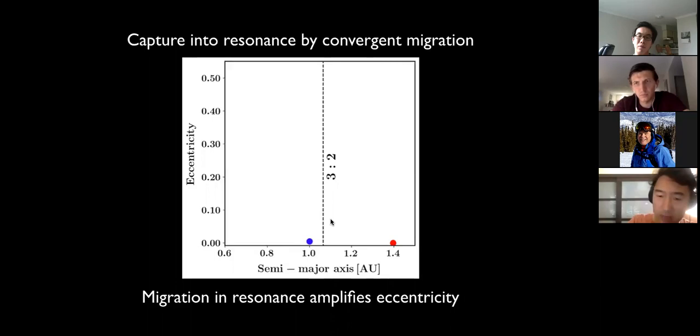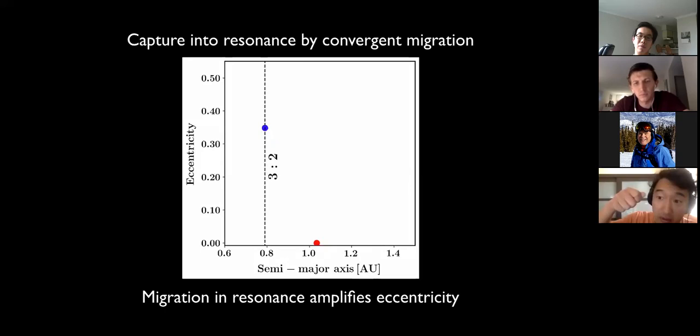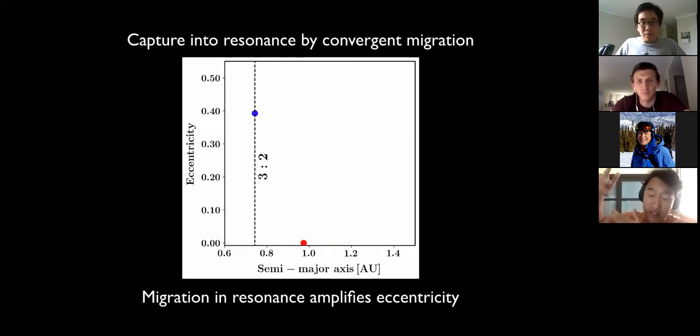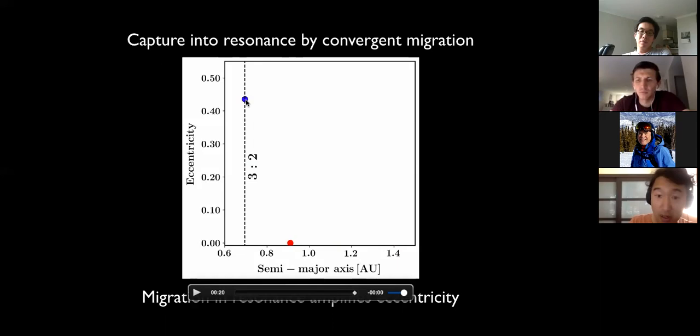And by the way, this movie was generated using Rebound, this wonderful code written by Hanno Rein. So boom, you catch the test particle into resonance. When I look at this, I think of a fish which gets caught by a net as you trawl the net across the ocean floor. And just like the fish gets more and more agitated as you bring it to a place where it does not like to go, the eccentricity of the particle gets really high.